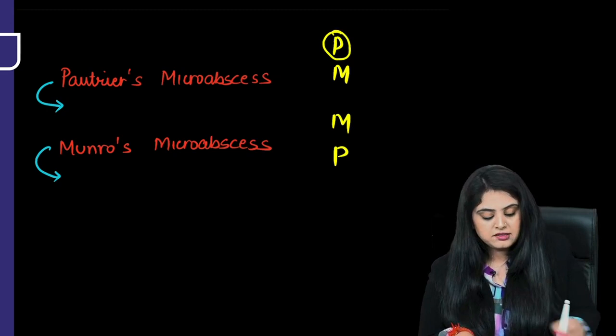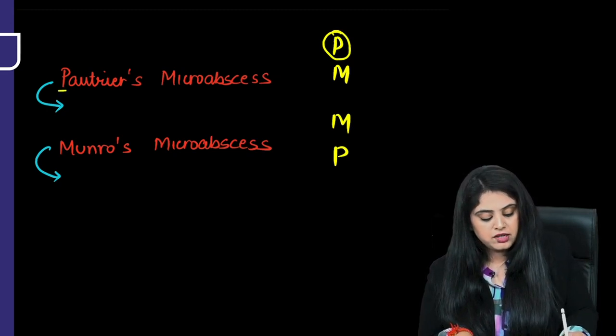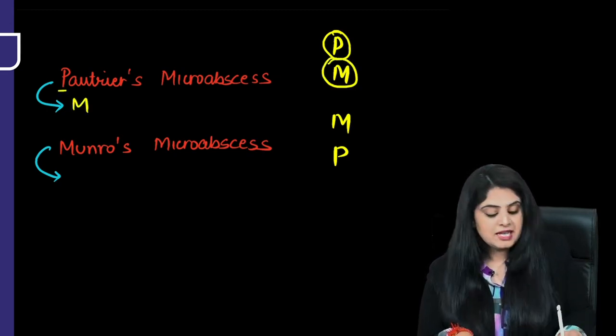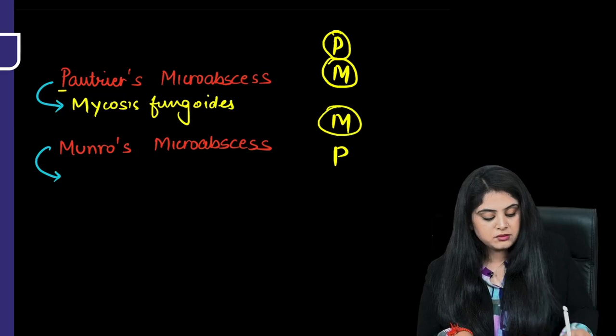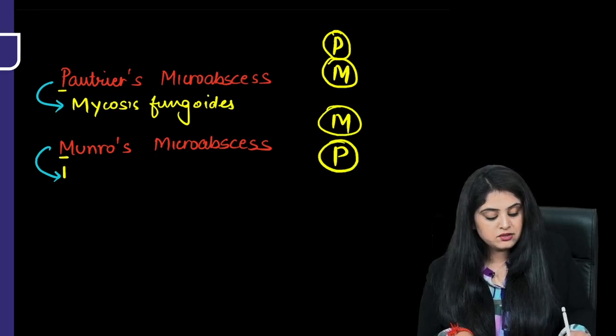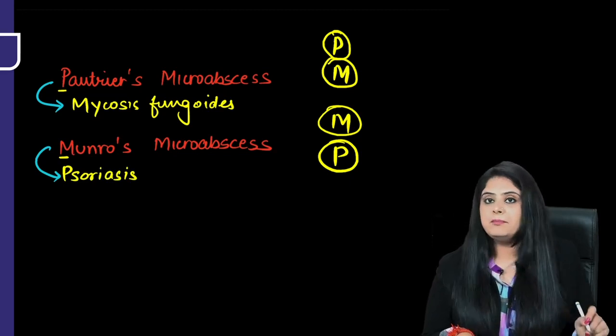So if P was asked, that is Potrier's microabscess was asked, your disease should have been with M, and that is mycosis fungoides, which you studied in the hematology section. Whereas if you are asked M, that is Munro's microabscess, your disease has to be with P, and that is going to be psoriasis. So remember PMMP.